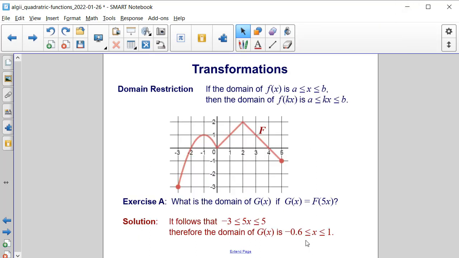And here's the solution, and it verifies the solution that we found, that the new domain of g of x is going to be -6/10, which is also equal to -3/5, is less than or equal to x, which is less than or equal to 1.